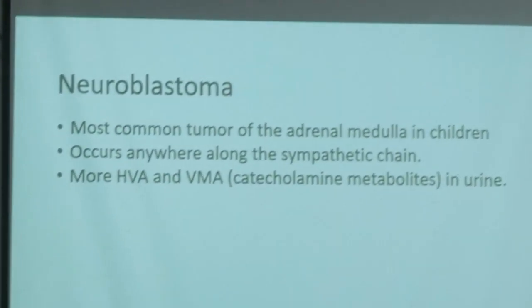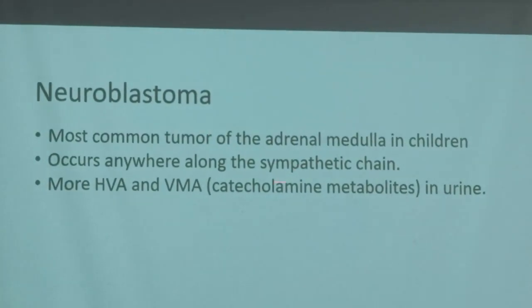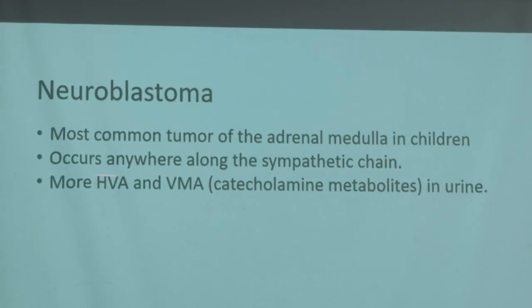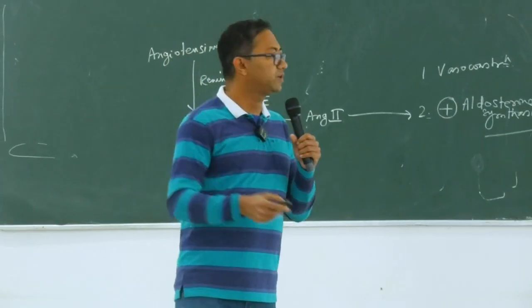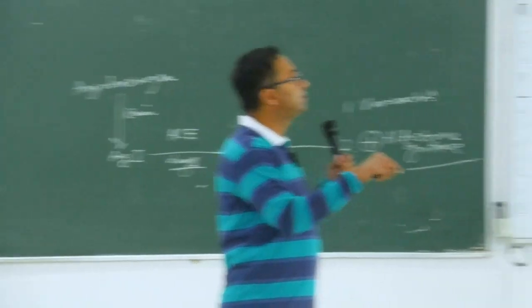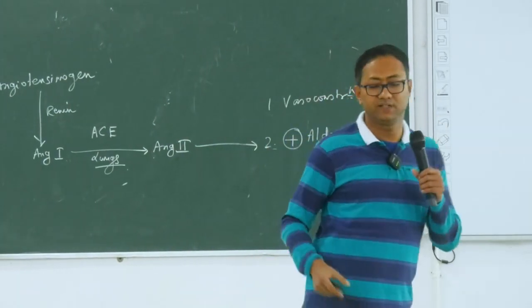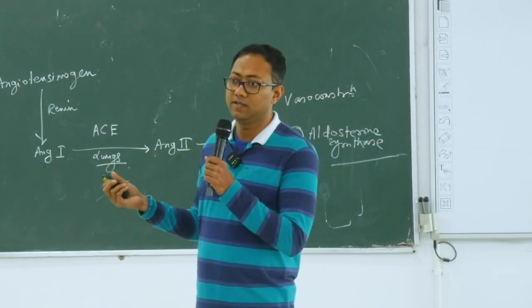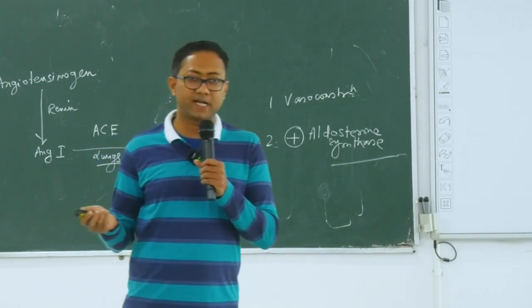So, neuroblastoma is the most common tumor of the adrenal medulla in children. It can occur anywhere along the sympathetic chain or adrenal medulla, usually in children less than 4 years of age, with more VMA, catecholamine metabolites, in the urine. This is the diagnostic test. Okay, so urine for VMA is the diagnostic test.